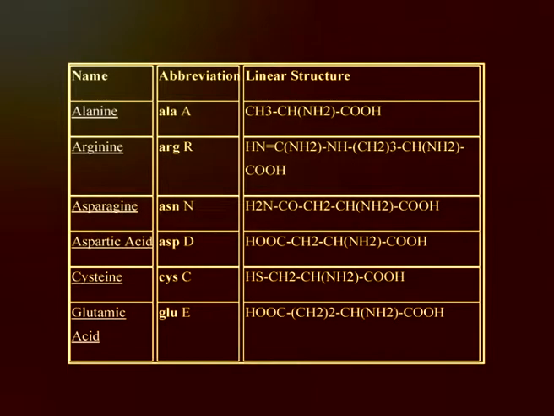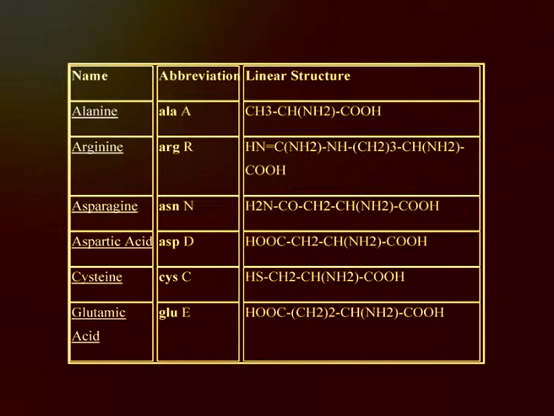For example, alanine. The 3-letter is ALA and the symbol A. Arginine, ARG and the symbol R. Asparagine, ASN and the symbol N. Aspartic acid, ASP and the symbol D is used. Cysteine, CYS and the symbol C.